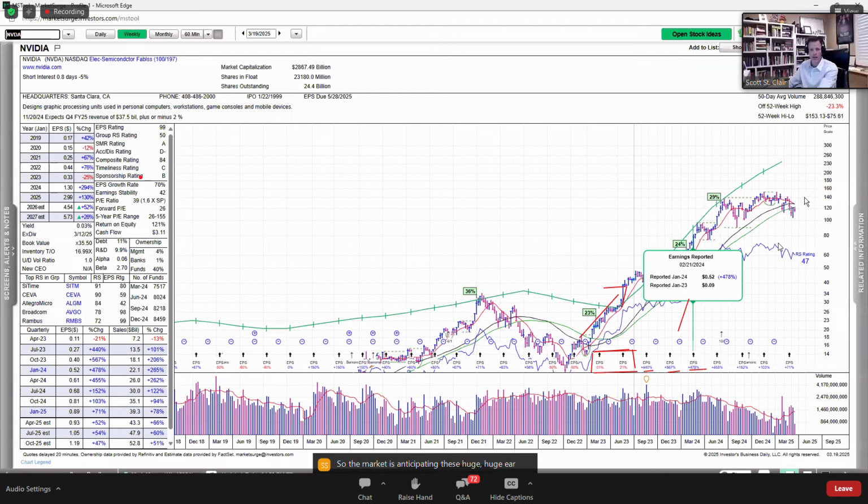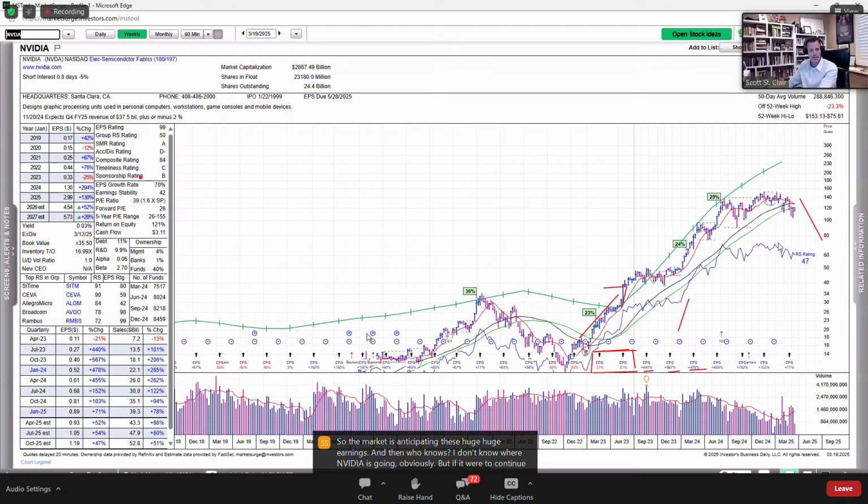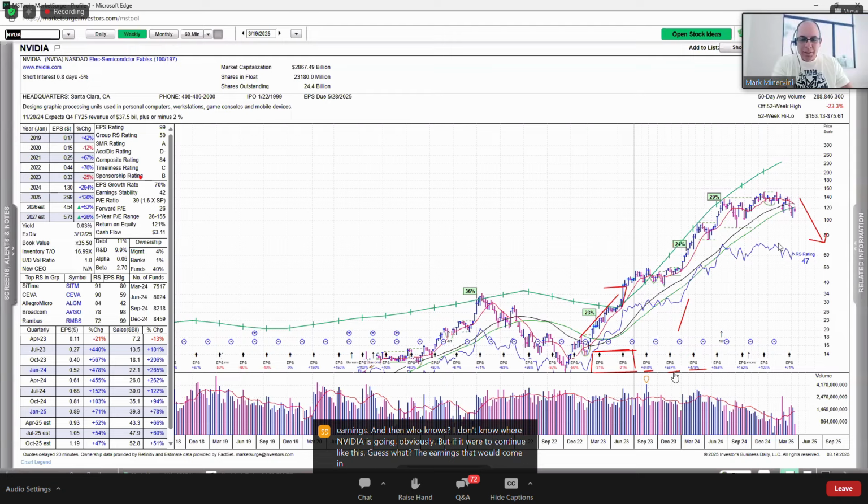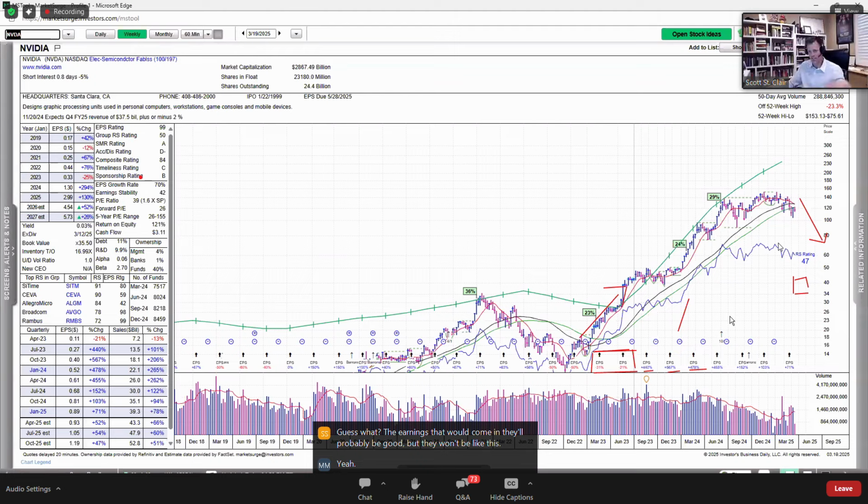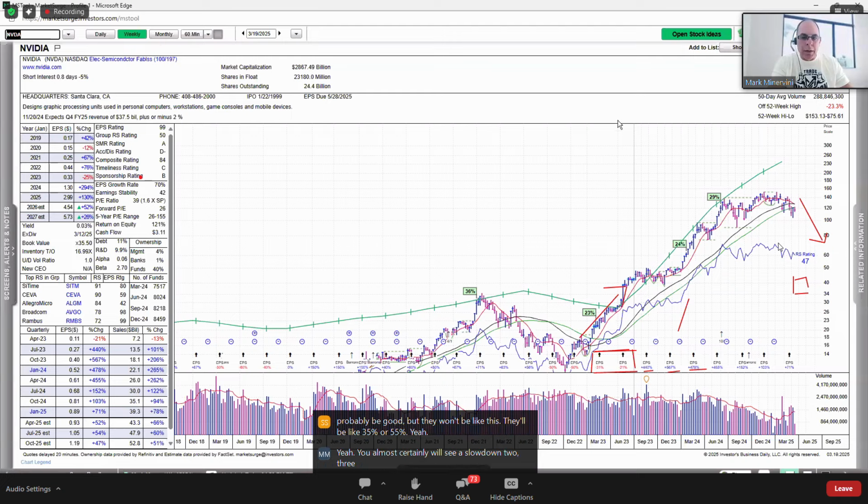And then who knows? I don't know where Nvidia is going, obviously, but if it were to continue like this, guess what? The earnings that would come in will probably be good, but they won't be like this. They'll be like 35% or 55%. You'll certainly see a slowdown two, three, four quarters down the road. And then you'll say, oh, now I see why the smart money was selling the stock.